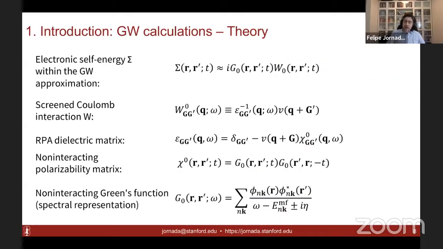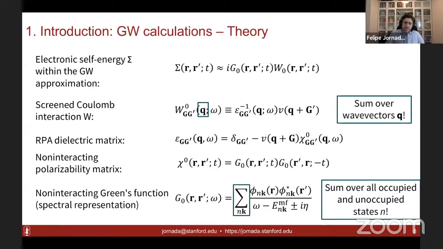So why am I highlighting this? Well, I'm highlighting all those ingredients. I'm not teaching you because we don't have time for that. But if you basically look at the equation, there's a natural way for how to evaluate things.